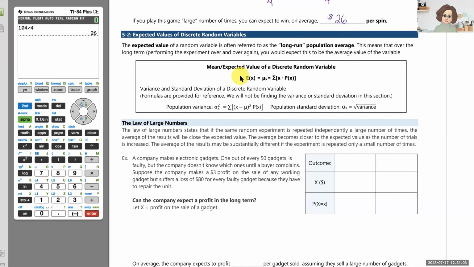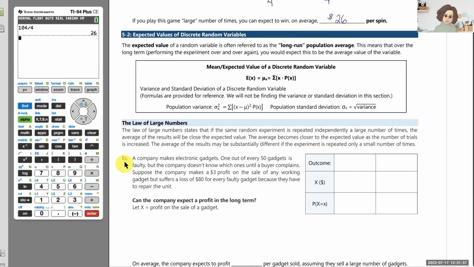However, I did include, just for reference, the formulas for population variance, as well as population standard deviation and their symbols. So in this section, we're not actually going to calculate variance or standard deviation, but we will coming up in another section. And it's also good just to remind you of symbols. All right, but we'll move forward here to another example, a business example. And again, just repeating that idea of the law of large numbers.